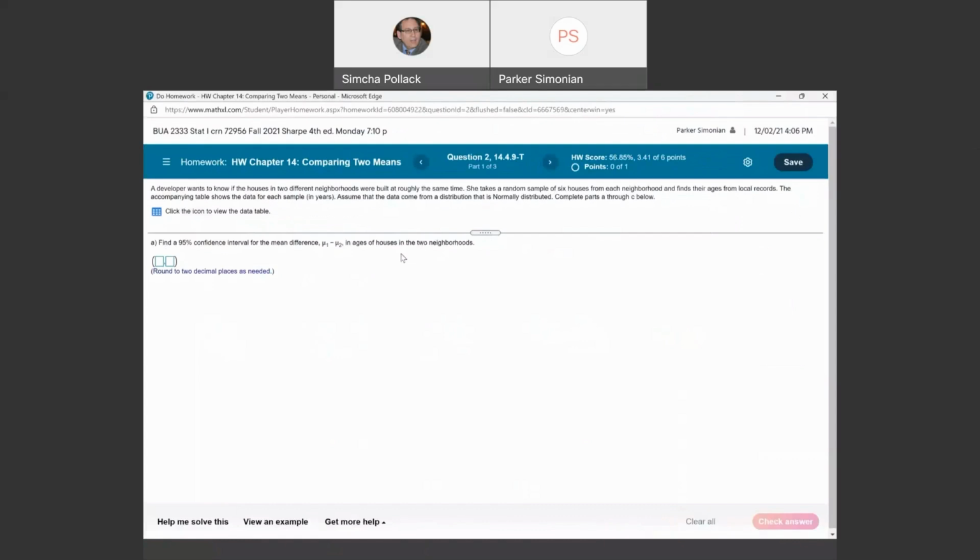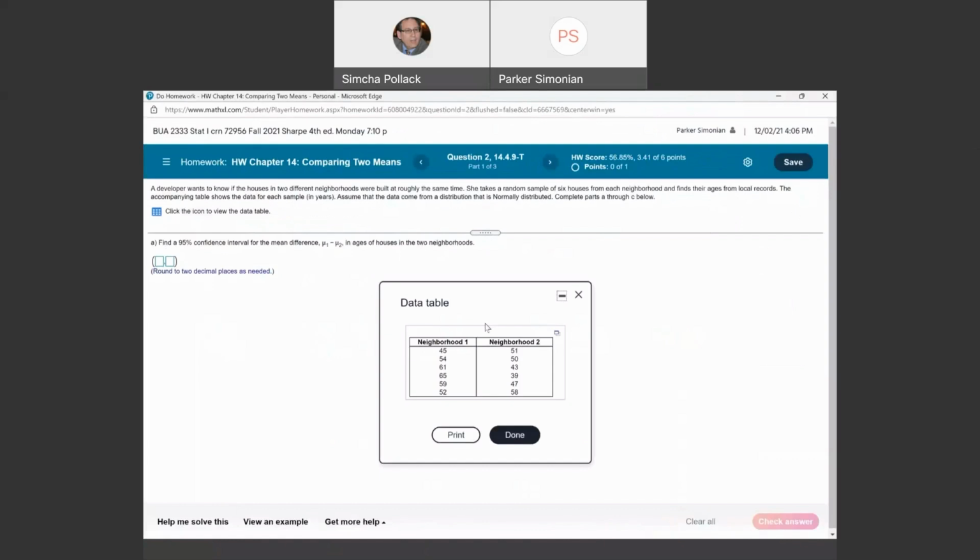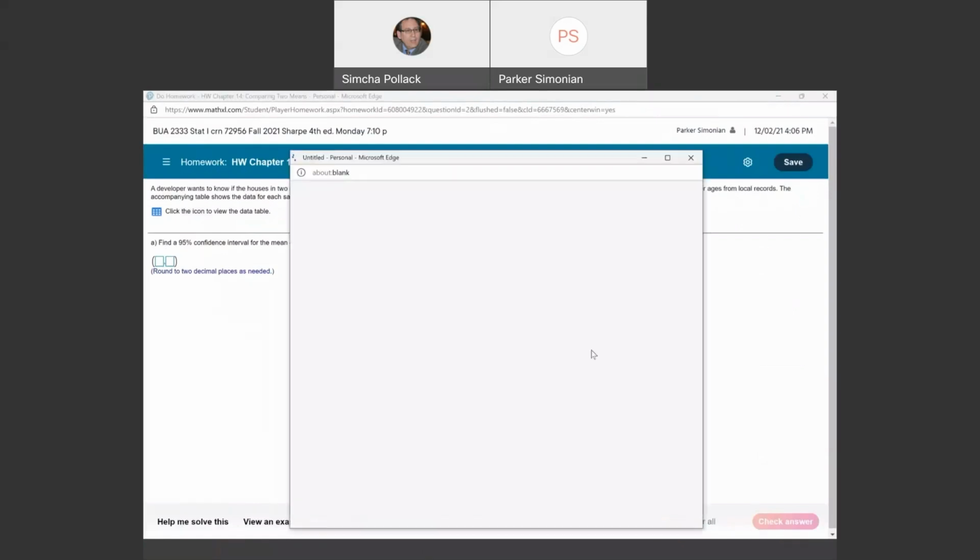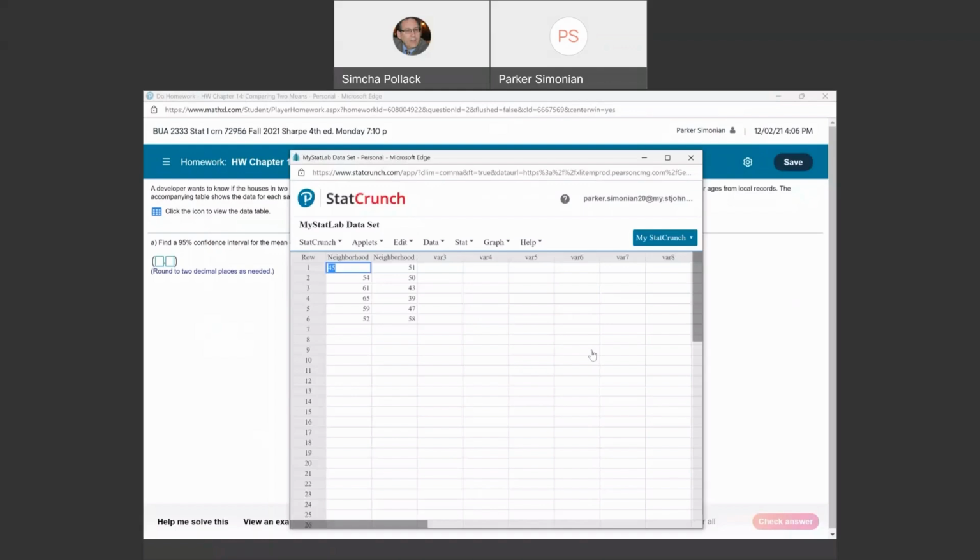Okay, so the first step is to get the data into StatCrunch. So you click on the icon with the data. And then you click here, open StatCrunch. You're already ahead of me. All right, good. Open StatCrunch. And then you go to Stat, T-stats, and then two samples, right?